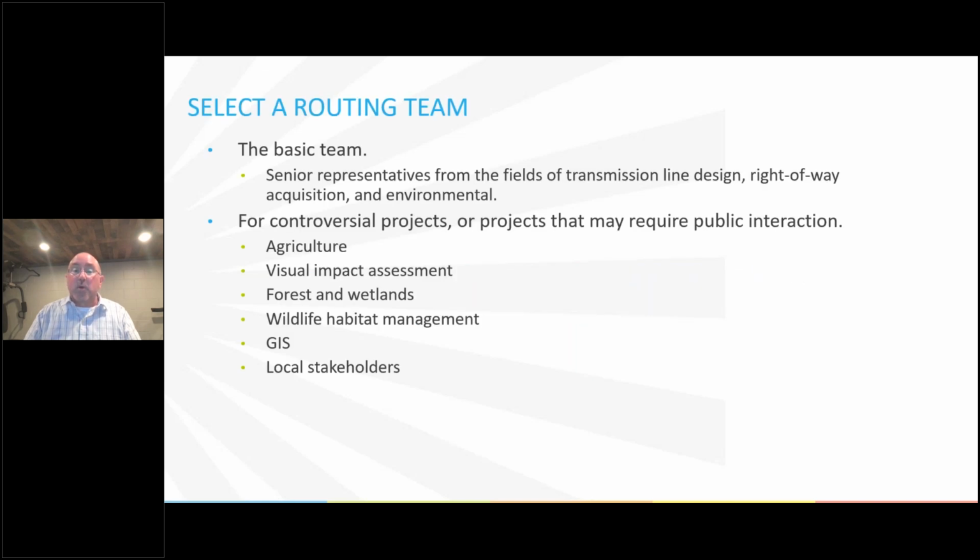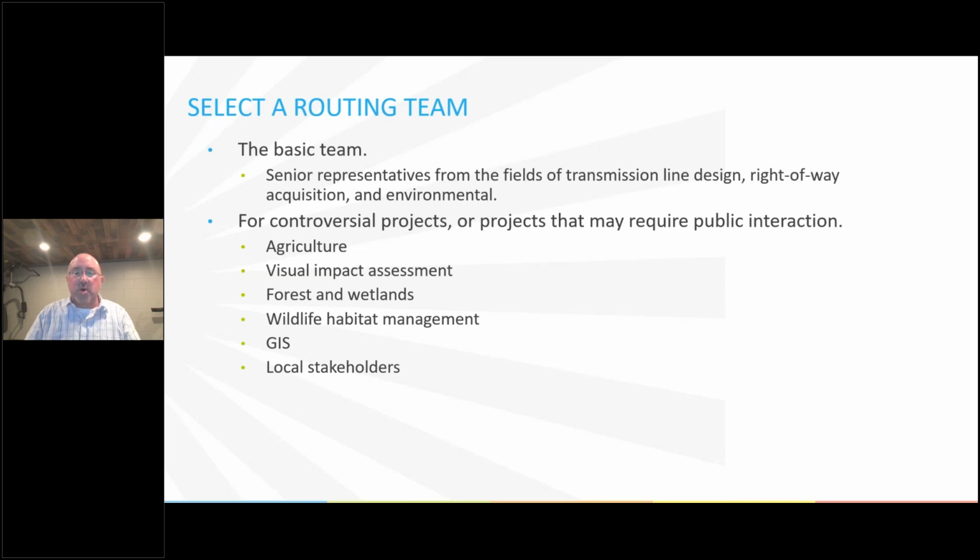First, we need to select a routing team. For all lines, a good faith effort of routing requires that we get input from a variety of viewpoints and sources. In less complex areas or in areas that are not expected to be controversial, the size of the team can be relatively small. However, the basic team should have senior representatives from the fields of transmission line design, right-of-way acquisition, and environmental.